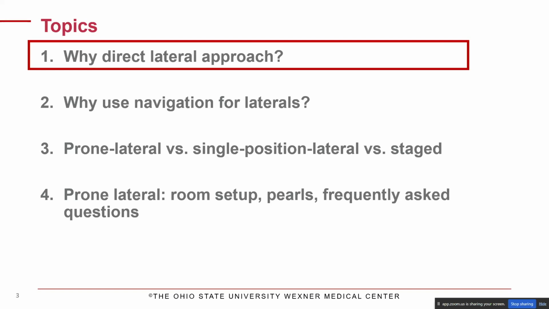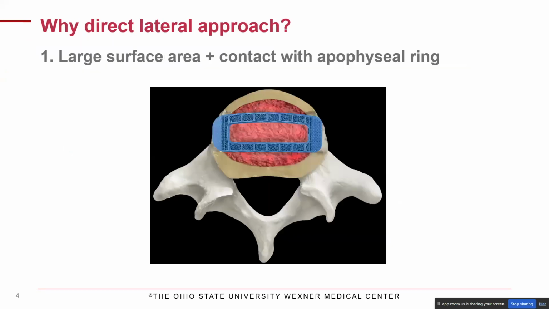So first, why a direct lateral approach at all? Well, first of all, you get an extremely large surface area for your implant, and the implant actually sits on the apophyseal ring. That's an extremely hard surface that forms a ring-like column around the end plate. This is thought to be the reason why these cages have a lower rate of subsidence as compared to T-lift cages, which sit inside the apophyseal ring. This is one of the main reasons I like to use this for degen.